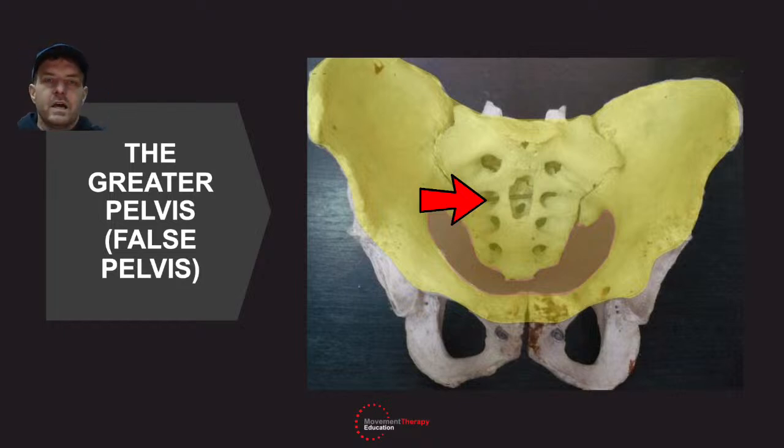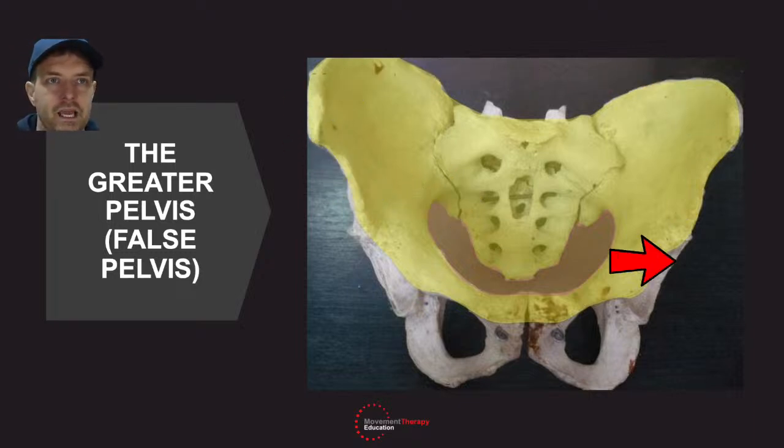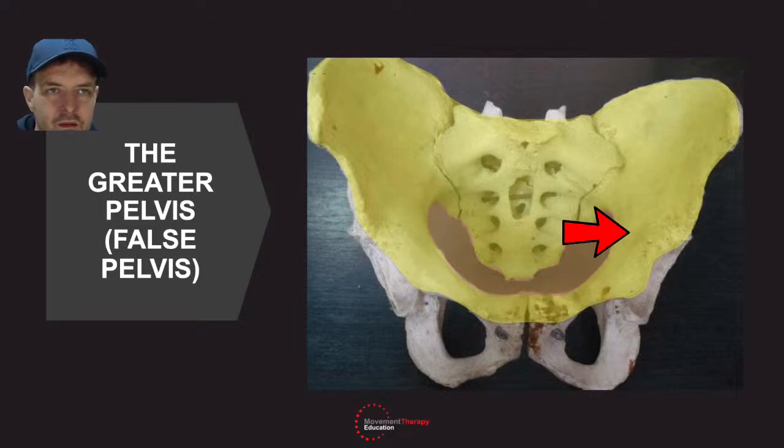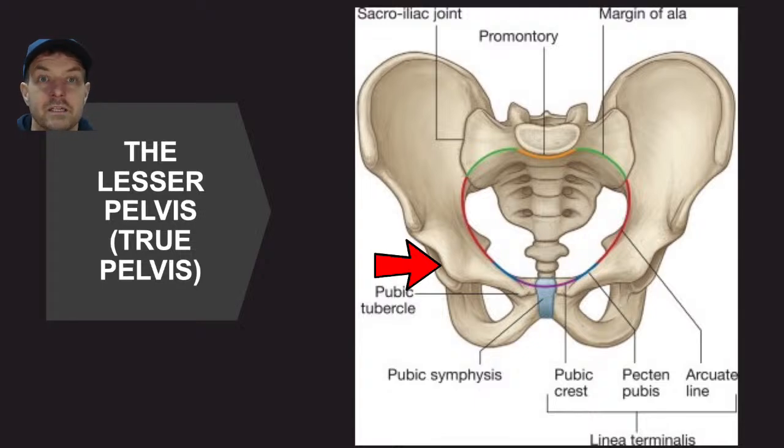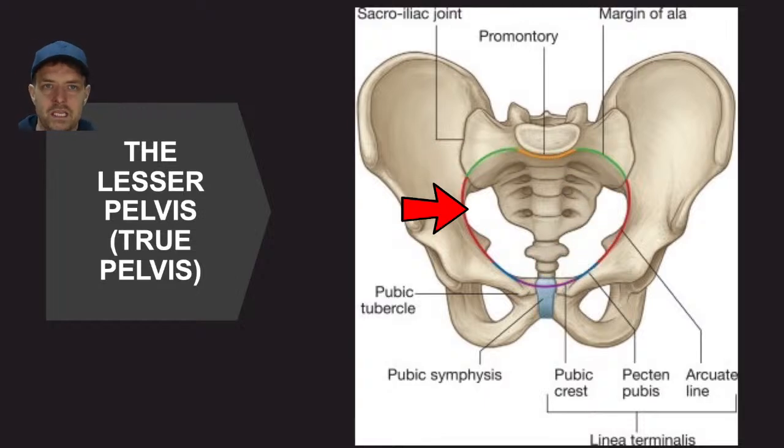Okay, so the greater pelvis, the kind of brim of the whole of the pelvic region, is actually your false pelvis. It's this bit that would be considered the true pelvis. Here we go. The lesser pelvis, the true pelvis, is this region here. It's the smallest, the narrowest opening at the top of that video that we just saw.